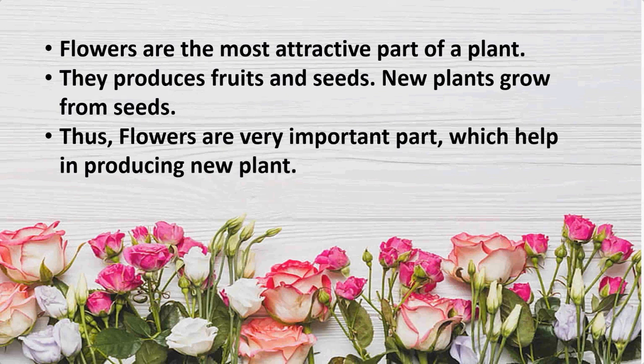And next point, through flowers only we are getting fruit and seeds. First a plant will have flowers, then only we will have fruit and seeds. And from seed only you will get the new plant. Yes or no? From where are we getting a new plant? If you want a new plant, you will get a seed and you will sow that seed. So to get a new plant, seed is very important. From where are we getting the seed? From flowers only. That's why flowers are very attractive and they are a very important part which helps in producing a new plant.